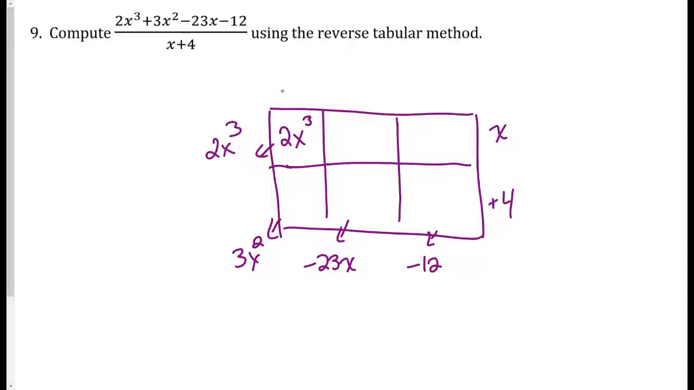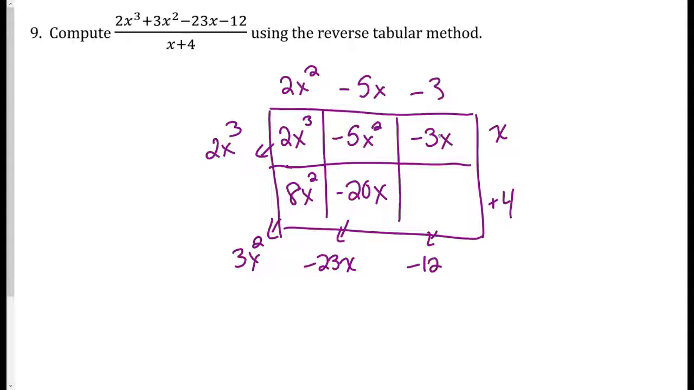What times x gives me 2x cubed? 2x squared. 2x squared times 4 is 8x squared. But I only want 3 of them, so what plus 8x squared gives me 3x squared? Negative 5x squared. Negative 5x times x gives me negative 5x squared. So I have a negative 20x in that box. But I want negative 23 of them, so I need another negative 3x. Negative 3 times x gives me negative 3x. And that gives us the negative 12 as we wanted. So what is that quotient? That quotient is 2x squared minus 5x minus 3.